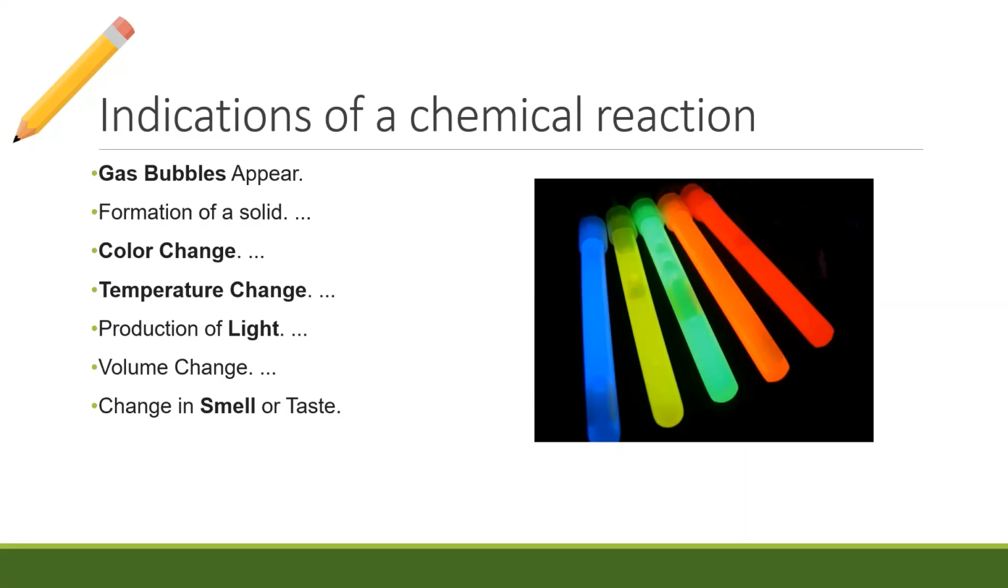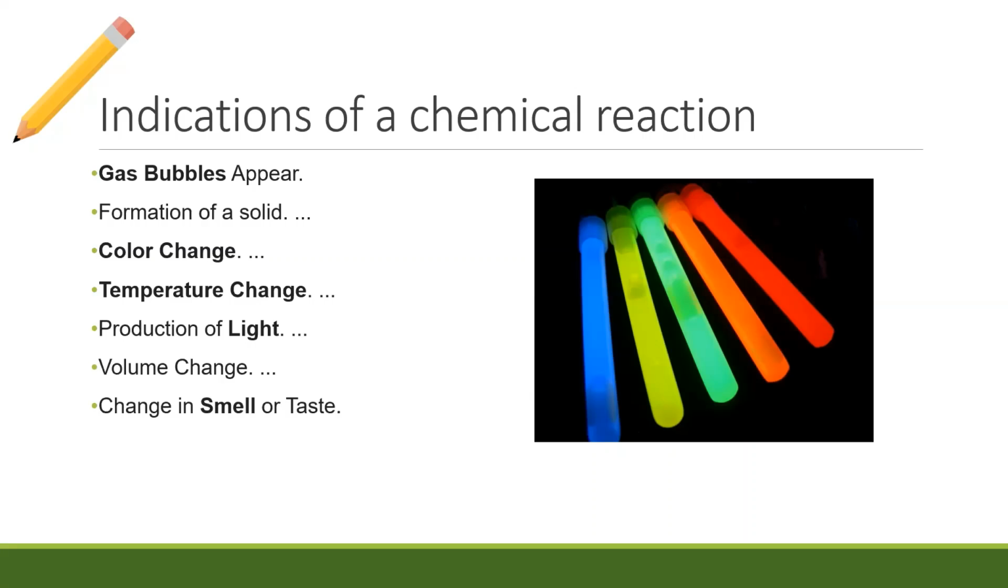Now, color changes happen a lot. It might be when you're cooking sugar on the stove, and then the sugar goes brown because it turns into caramel. That is a chemical change. How can you tell? Because there is a color change. It's gone from clear or white sugar into a brown caramel. A lot of cooking is chemistry, by the way.